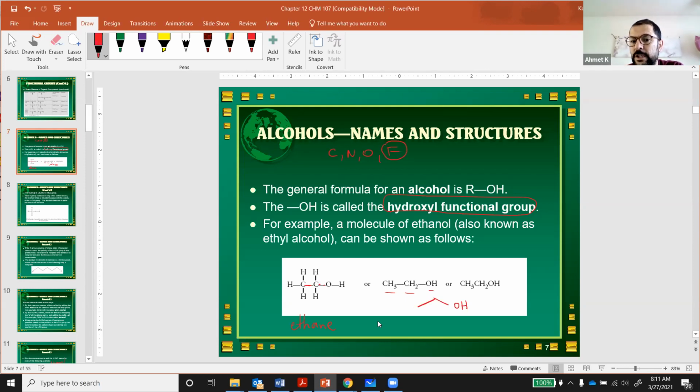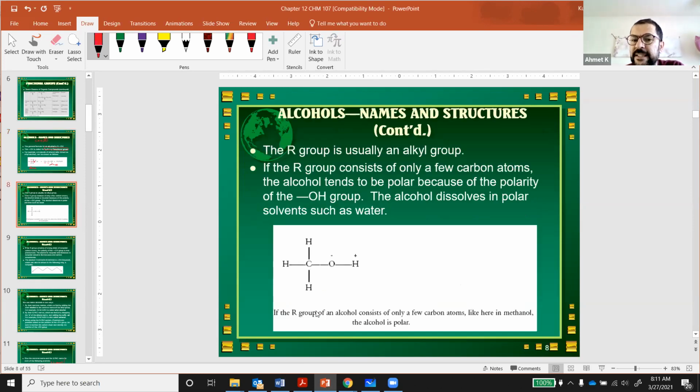So oxygen is more electronegative than carbon. So it will pull these bonds more strongly than the carbon does. And this will create a partial negative charge on oxygen and a partial positive charge on carbon. That's why you're going to see this bond is polarized, right? This is a polarized bond.